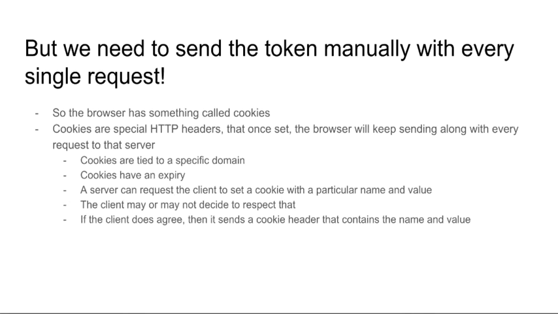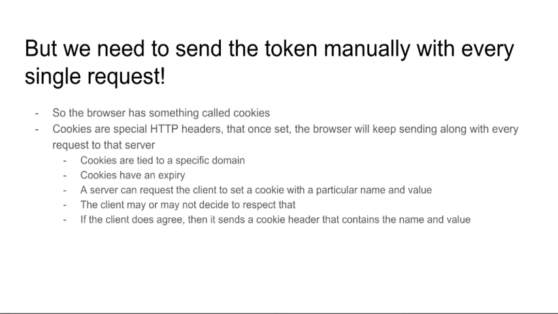Cookies are tied to a specific domain, so that means you can send a cookie only to a specific domain. Cookies created by the Gmail server will not be attached by the browser for the Facebook server. Cookies can have an expiry time, so the browser will automatically take care of deleting that cookie and not send it as an HTTP header after the expiry time is crossed.